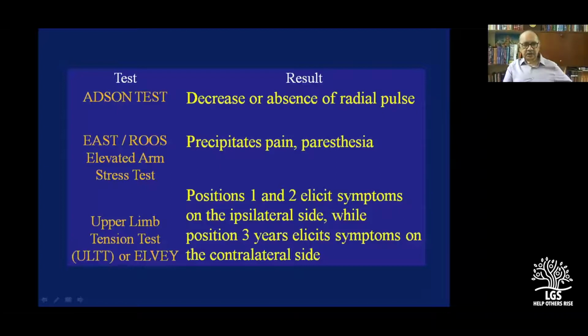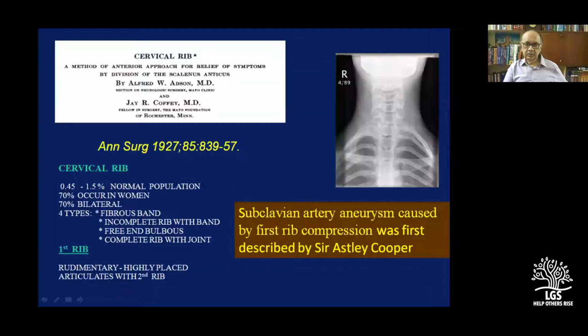So Roos elevated arm stress test is now the majority being used. Adson, who described Adson's test, is a very popular surgeon in cervical rib. He has classified them into 4 types: fibrous band, incomplete rib, free end bulbous, and complete rib with a joint. And the 3rd and 4th are supposed to produce more chances of symptoms.